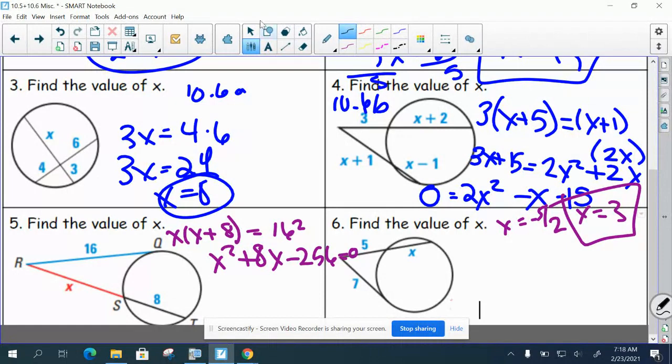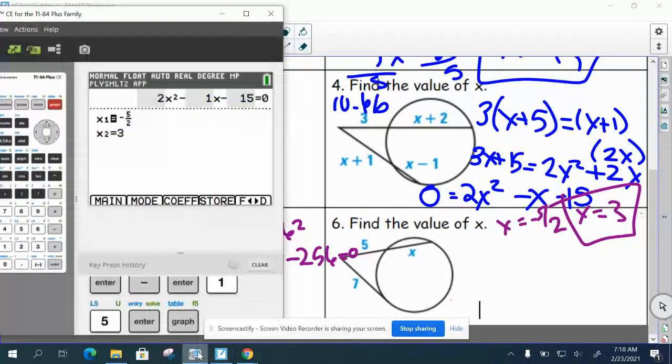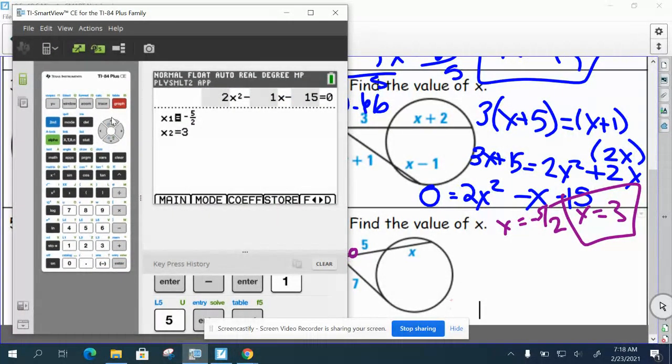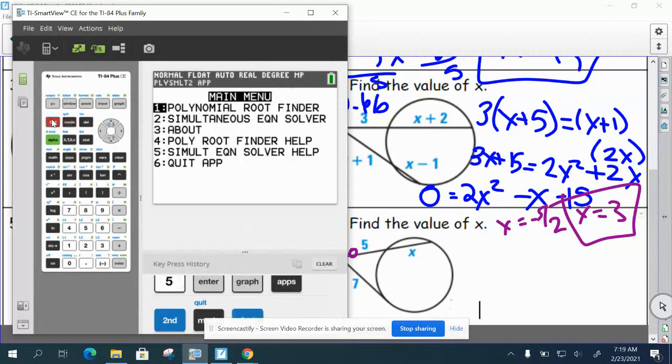So if you can't figure out how to factor, you can figure out what factors of 256 add up to 8. But if you don't feel like thinking about that, use the polynomial root finder. So remember, it's in apps. If you want to write the steps down in your notes, that might be a good idea. So go to apps. Actually, from here, you're going to have to press second quit first, and then second quit again.